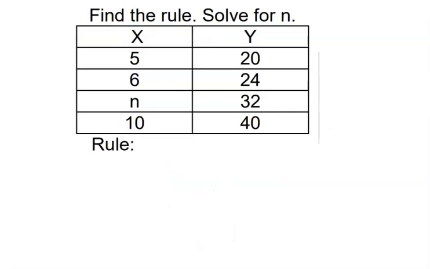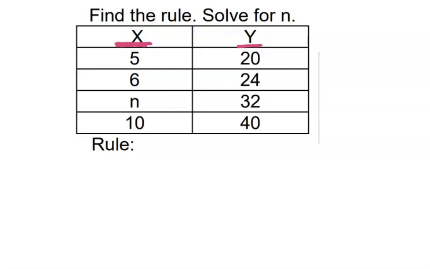Find the rule, solve for n. So we have these numbers on this side that are representing x. So we are doing something with 5, and then it's going to result in the number 20. And then something with 6, and it's going to result in 24. So can you solve the rule? What is the rule? What is happening each time to the number in the x column to make the number in the y column? All right, I think I figured it out too.